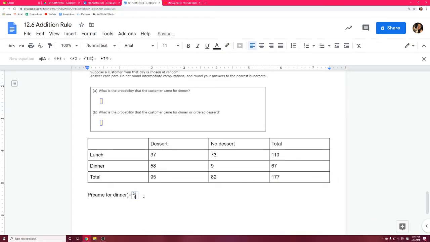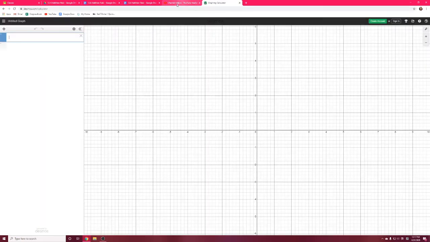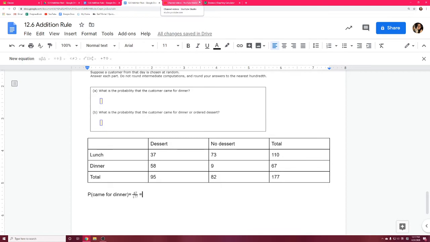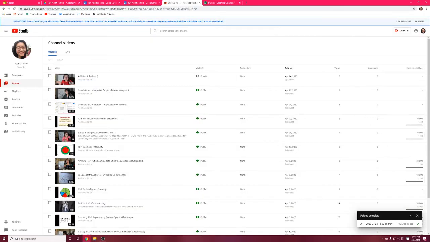The two-way table is very important, especially because next week we will get to conditional probability. It is so important, so you have to know what's going on here. And if you use your calculator, you have 67 over 177, and you get a decimal, which is 0.3785.